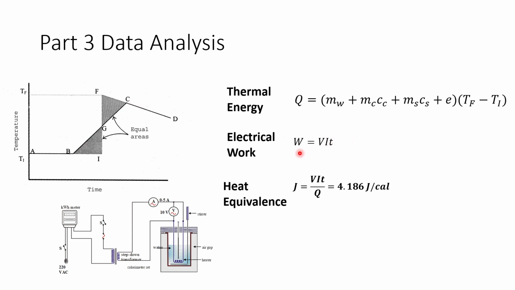Here, we're going to be redoing the heat equivalence. You know that the heat equivalence is the division between joules and calories. So be sure to calculate Q in calories and calculate W in joules. Divide these two numbers, and you should have the conversion from joules to calories to be 4.186.